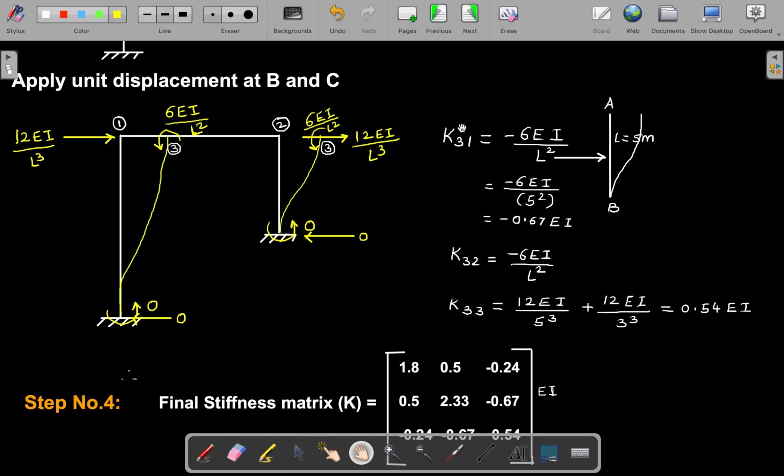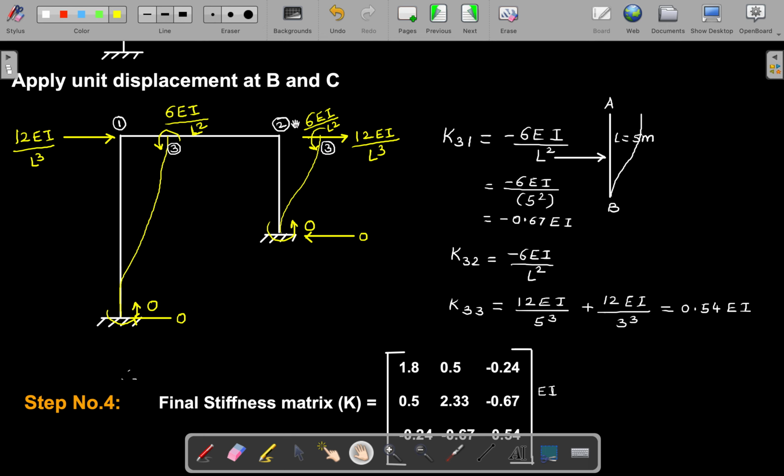Now coming to K31. Because of displacement, what is happening at one place here? You can see at one place there is a moment created because of 3, in one direction. What was there originally? Rotation. So that is minus 6EI by L square. Substitute values and get the answer.